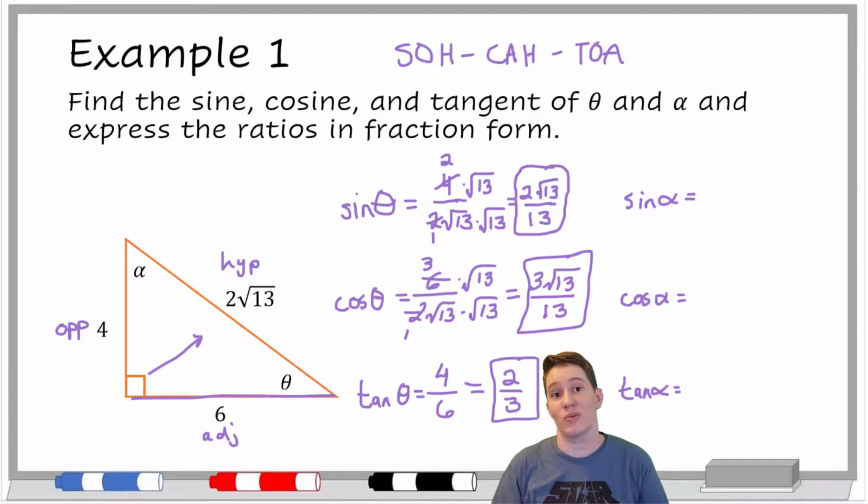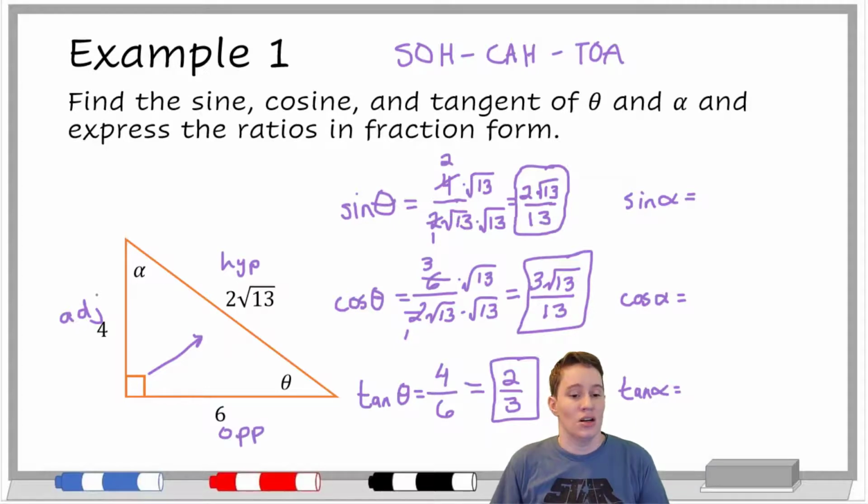Now let's do this from the perspective of alpha. So I don't need to erase where I labeled it as a hypotenuse because that is still going to be my hypotenuse. But what I do now that I'm thinking about alpha is I have to switch the opposite and adjacent sides. So now picture yourself in this triangular room standing at alpha. Now 4 is what's adjacent to you and 6 is what's opposite to you.